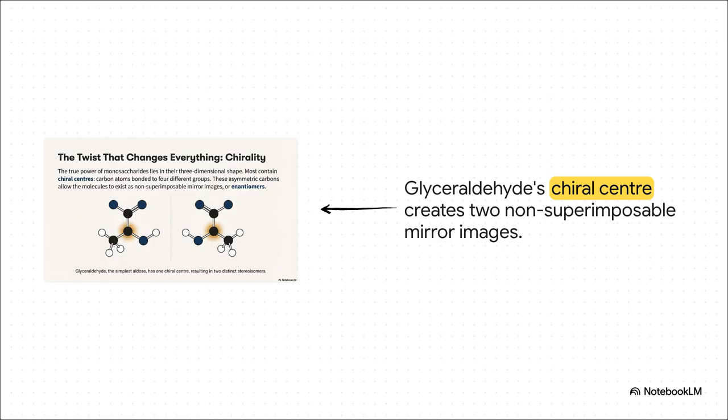It has just one of these chiral centers. Because of that, it can exist in 2 different forms that are perfect mirror images of each other. The classic example is your own hands. They're mirror images, right? But you can't lay one flat on top of the other and have them match up perfectly. They're non-superimposable. That's what these molecules called enantiomers are like.